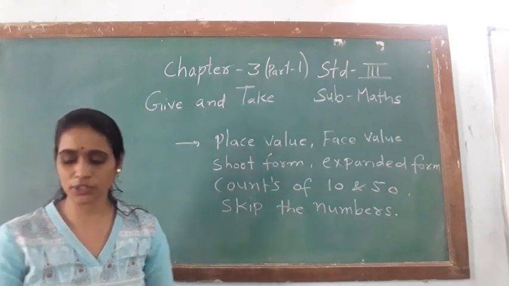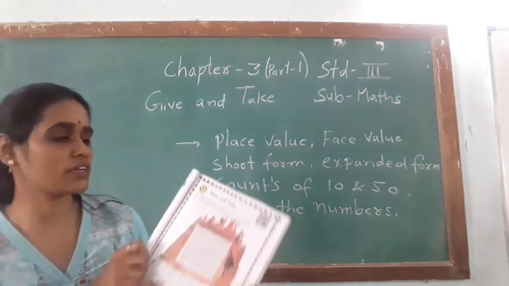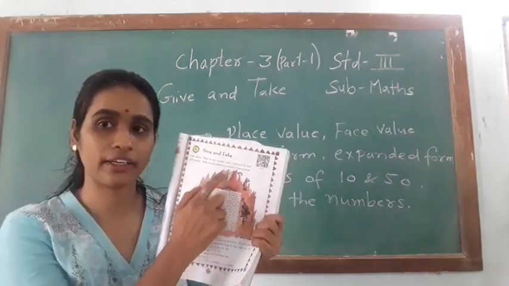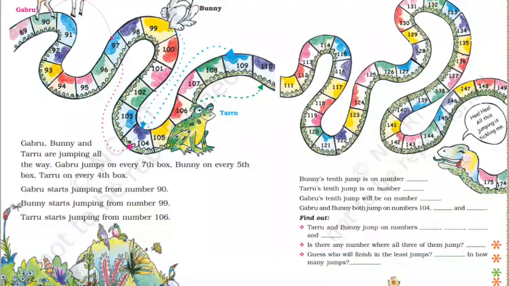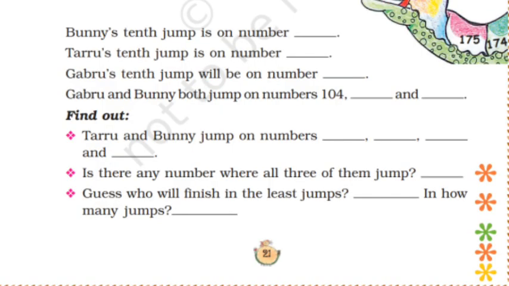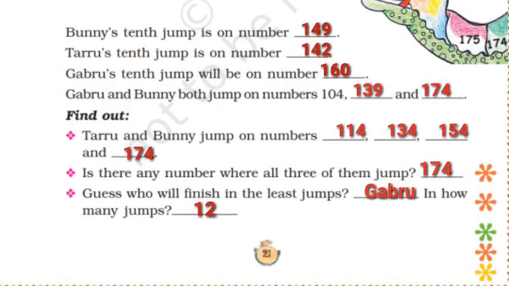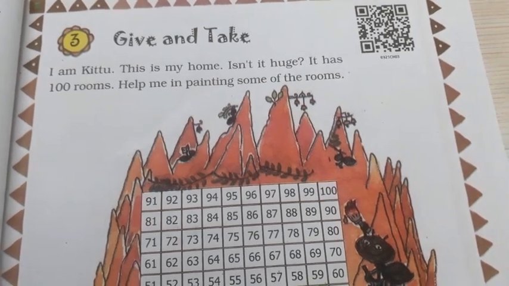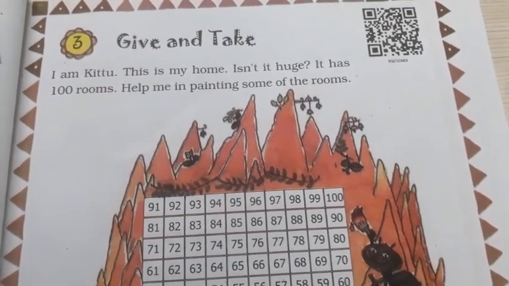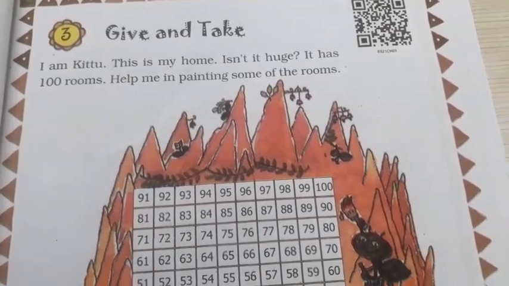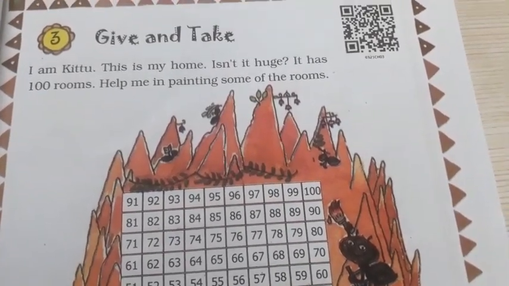So we'll proceed towards our new chapter, which is give and take in our textbook. Before initiating our new chapter, just look at the answer of page number 20 and 21. Check it and write it in your textbook and notebook also. Come to our new chapter, chapter 3, give and take. This is page number 29.